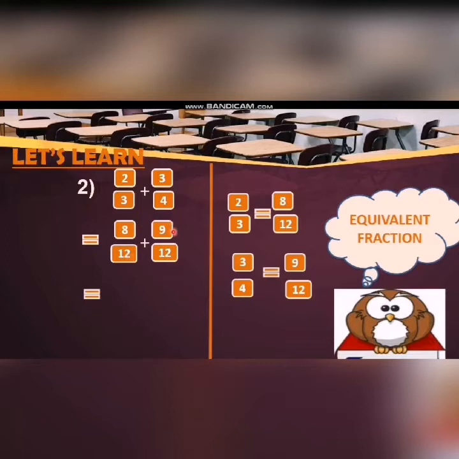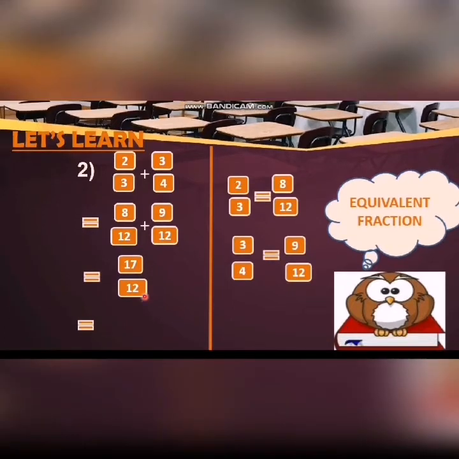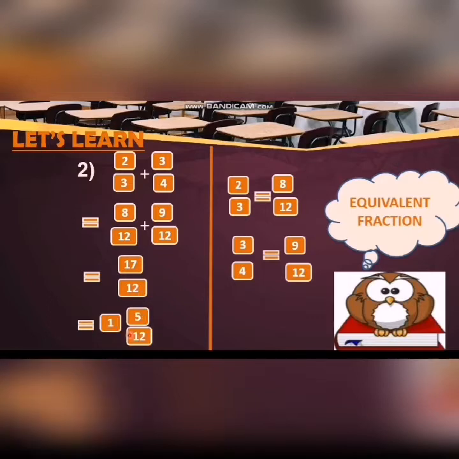Now we add the numerators. In adding fractions, we just add the numerators. We get 17 by 12. 17 by 12 is an improper fraction. So we put 17 inside and we divide it by 12 and we get 1 whole 5 by 12. This is a mixed number.